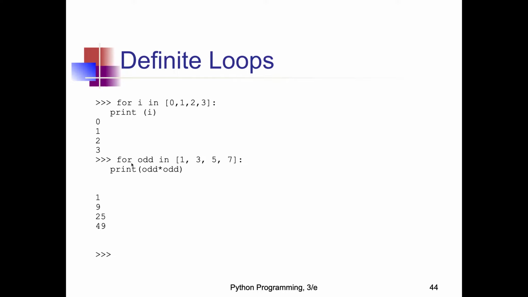Our variable odd here is not i, so we can actually use any name we want. The body of the loop says basically odd times odd. In the first pass, since 1 is assigned to odd, 1 times 1 is 1. In the second pass, 3 is assigned to odd, and 3 times 3 is 9. In the next pass, 5 is assigned to odd, so 5 times 5 is 25. In the final pass, 7 is assigned to odd, and odd times odd is 49.